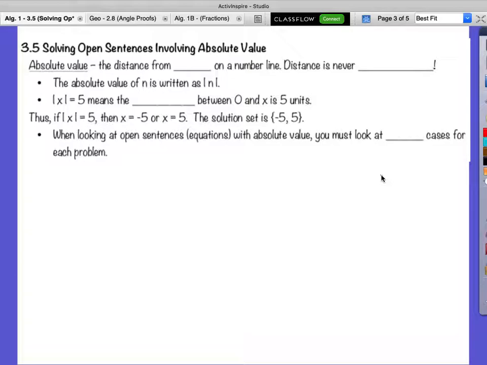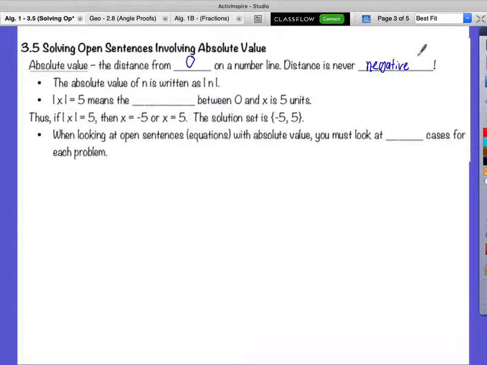Absolute value is defined as the distance from 0 on a number line. Here's the thing, distance is never, ever negative, okay? Distance is always a positive measure. So absolute value will never be negative because it's a distance.